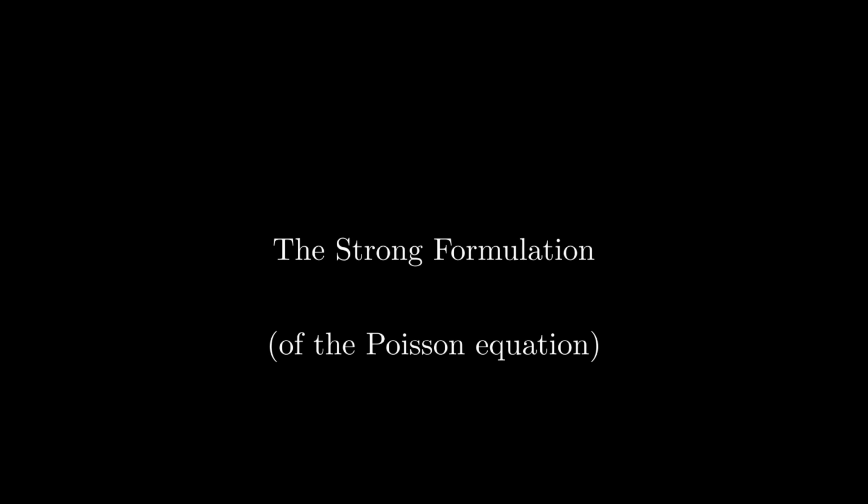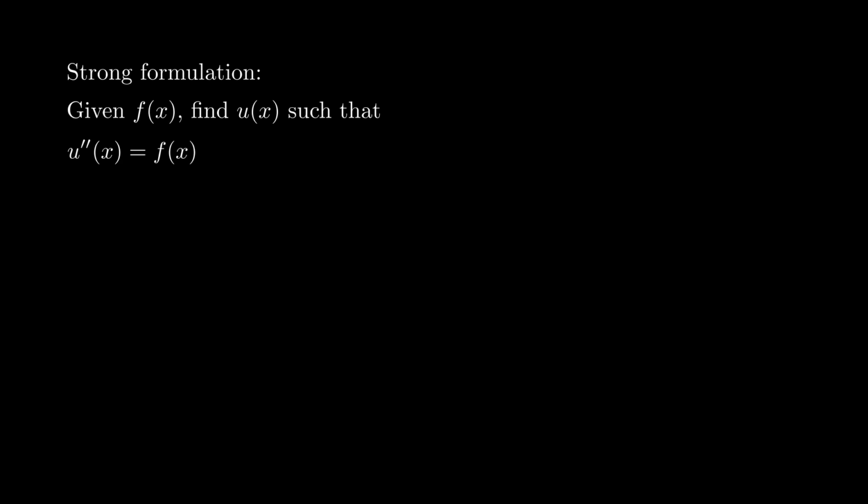Before we talk about the weak formulation, let's take a look at the differential equation in its conventional form, the strong formulation. In this video, we will take a look at the arguably most popular differential equation, the Poisson equation. This differential equation is so popular because it naturally appears in many scientific applications. The strong formulation of the Poisson problem in 1D states that for a given function f of x, find a function u of x such that its second derivative, which is here denoted by u double prime, is equal to f of x. So we want to find a function u whose second derivative is f.